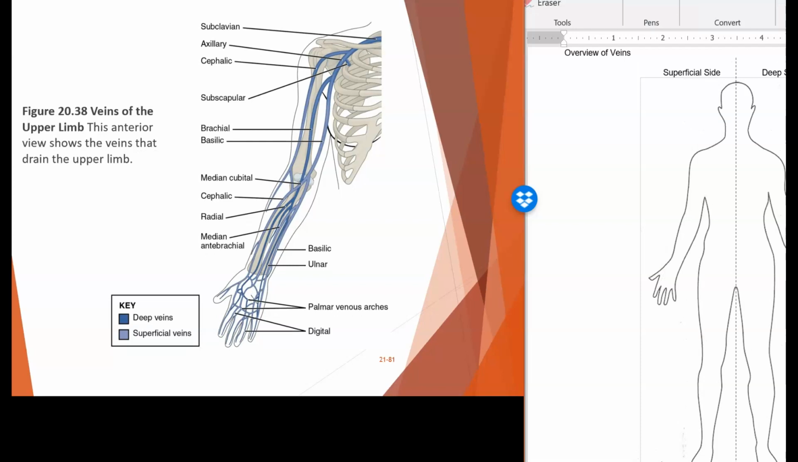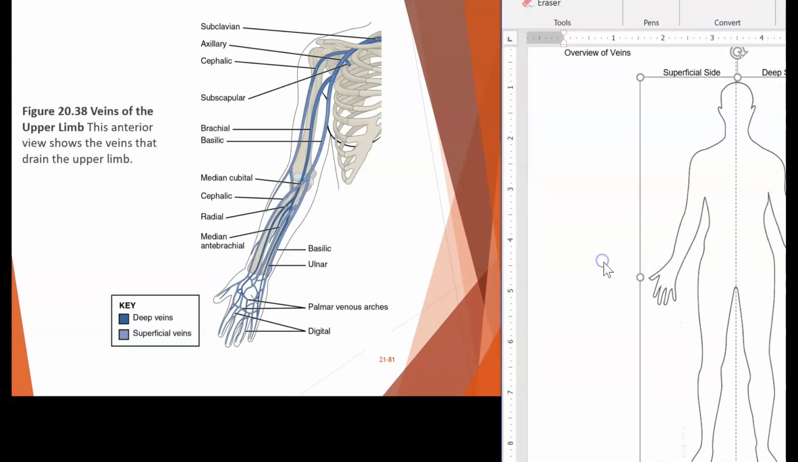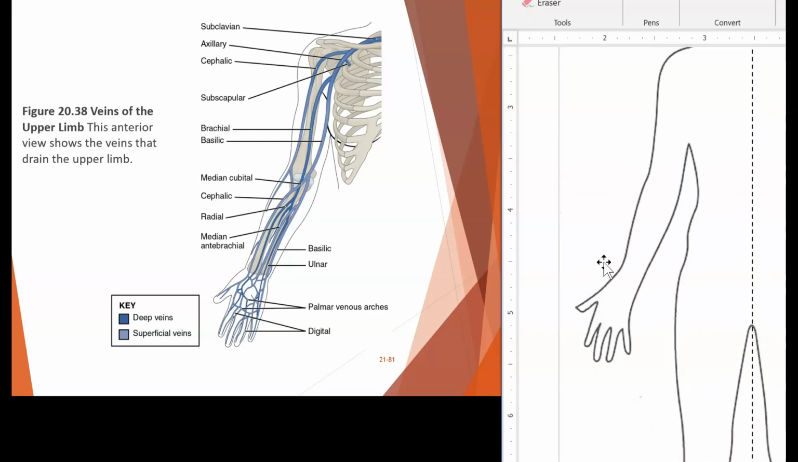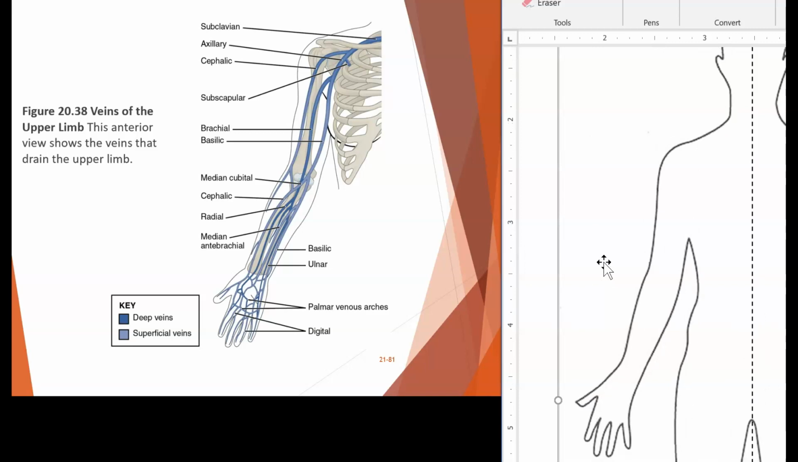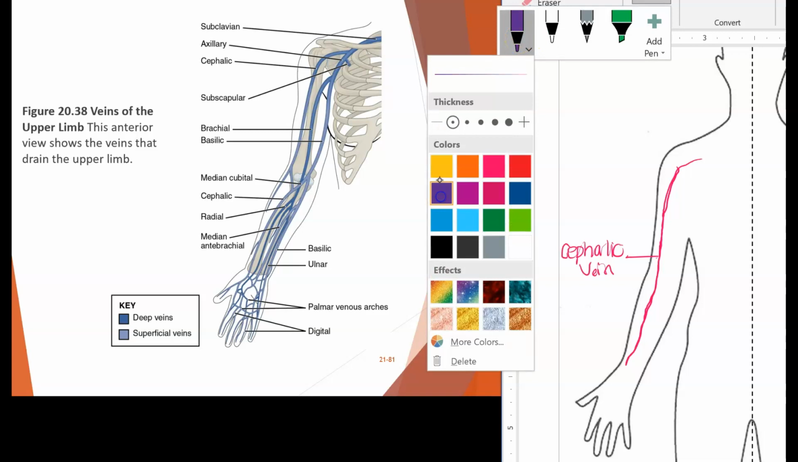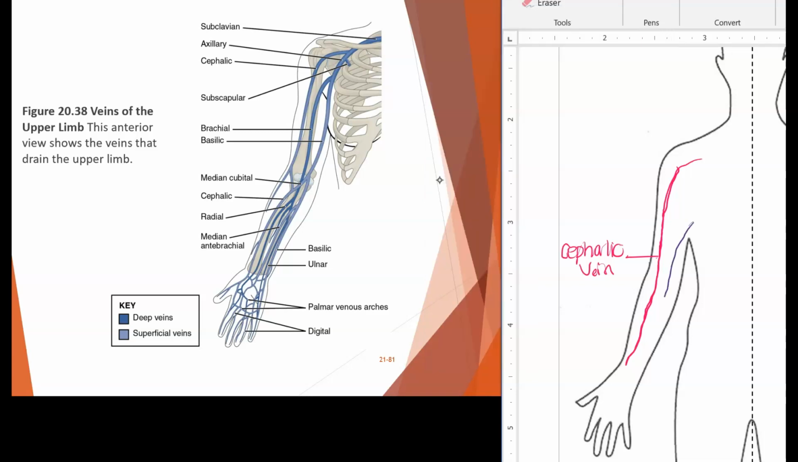So I'm going to go back to our drawing here, if it cooperates with me. So we are going to start with our superficial side. And so we will draw 3 veins here to show the superficial veins. And I'm going to just draw these as lines. On the lateral side of the upper limb, we have this superficial vein known as your cephalic vein. Okay? And then on the medial side of your upper limb, and I just want to make clear, this is the same on both sides. We're just drawing the superficial side to make our drawing as clear as possible.